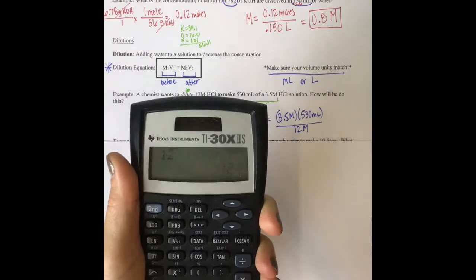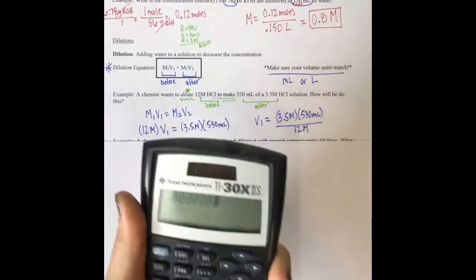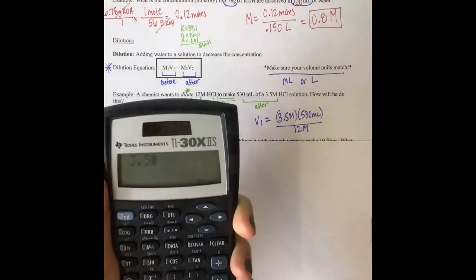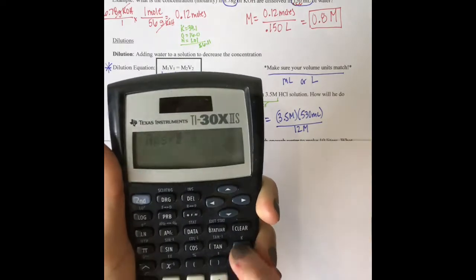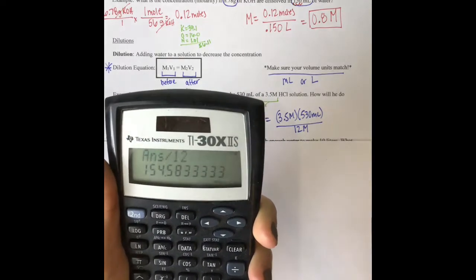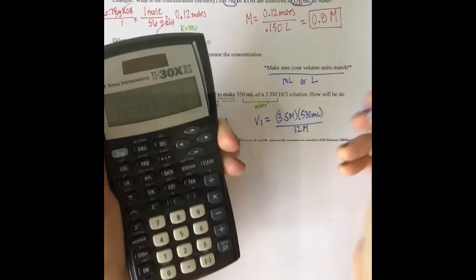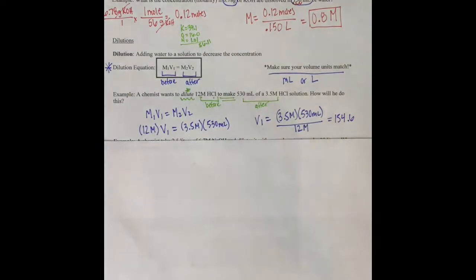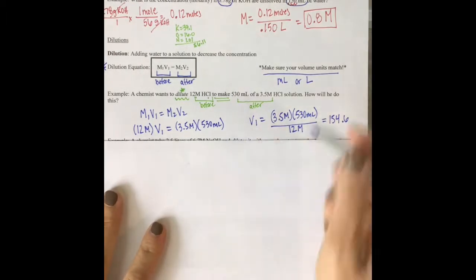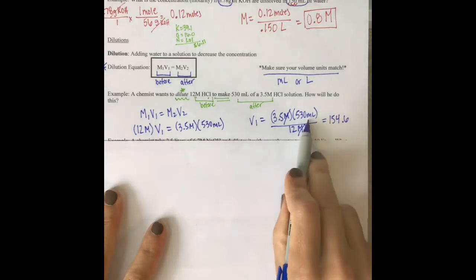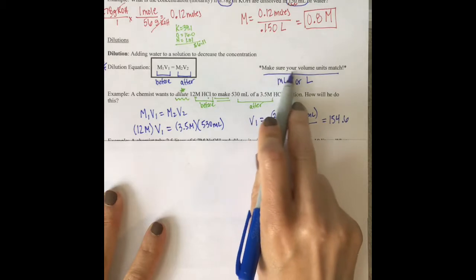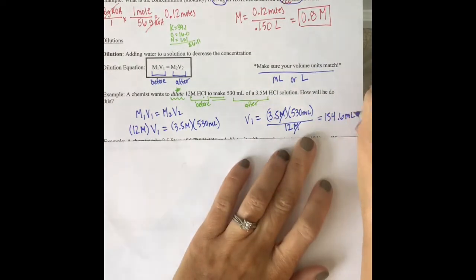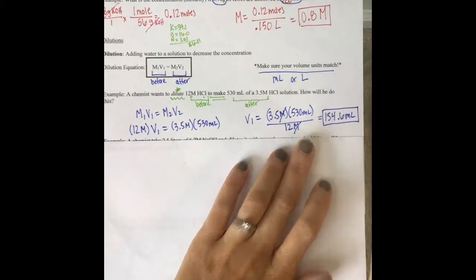I'm getting 3.5 times 530 divided by 12. I'm getting 154.6. And what unit should I put on this? Okay, they're asking us for a volume. Molarity cancels. The volume unit that I initially used was milliliters. Remember, we talked about that the volume units are going to match. So my answer comes out in milliliters.